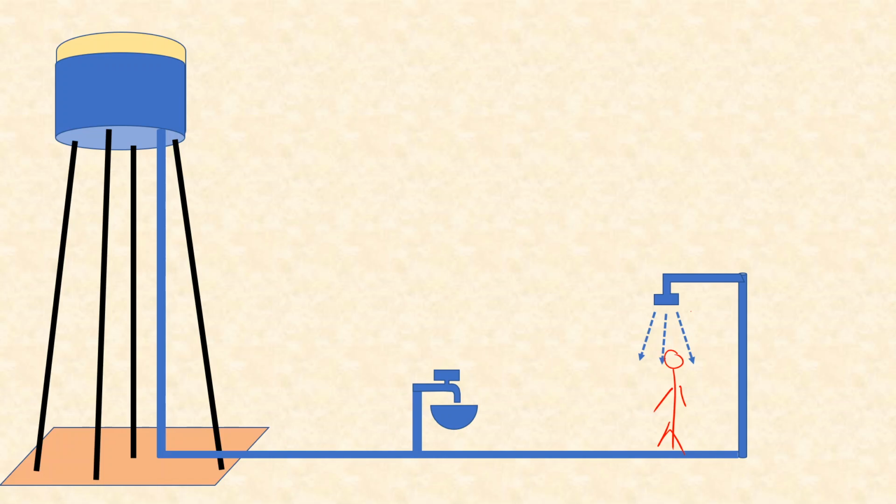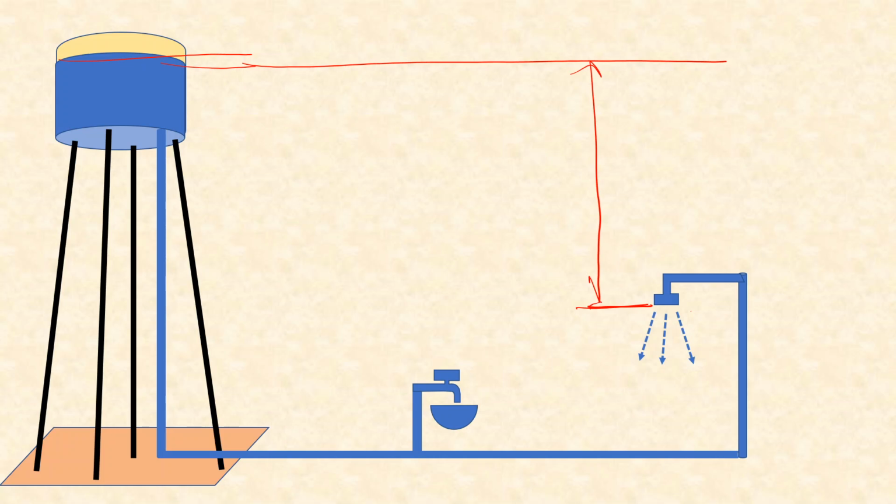Let's try to approach this problem using a similar approach. But the problem is we have two different head losses. In this pipe or in this shower, the head loss will be the difference between the outlet of the shower and the water level in the tank, which is suppose this level, and so this will be the head loss. In case of this tap, the head loss will be more. So how can we address this problem? That is, let's see.